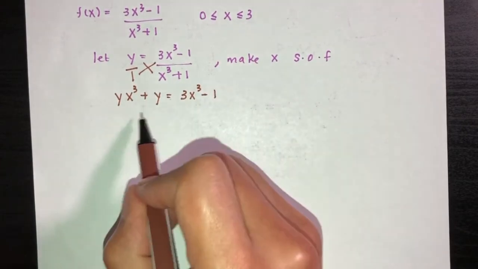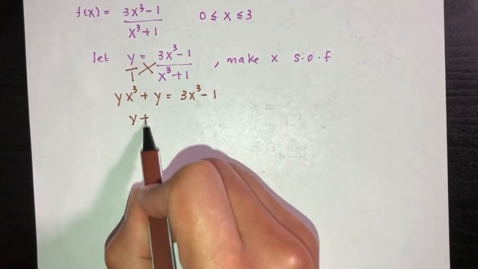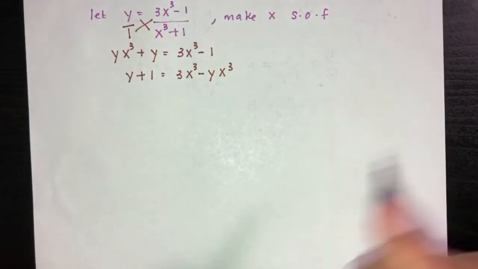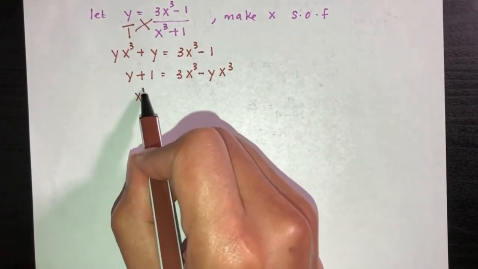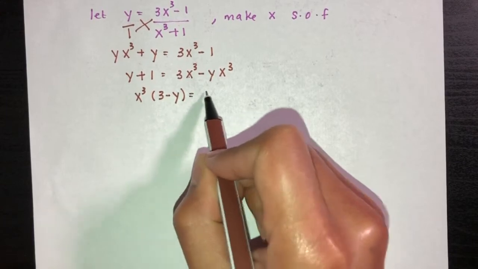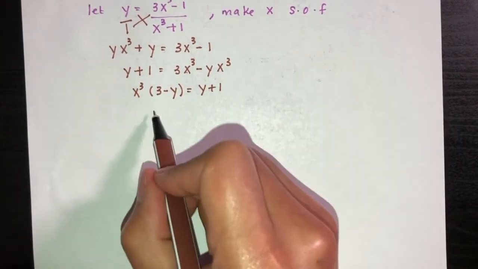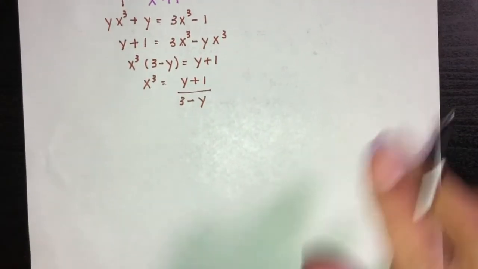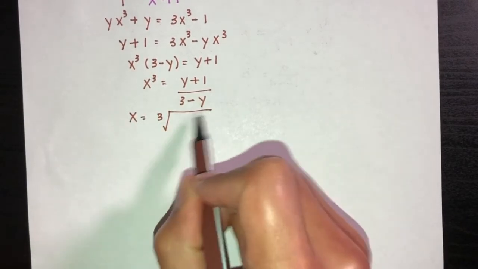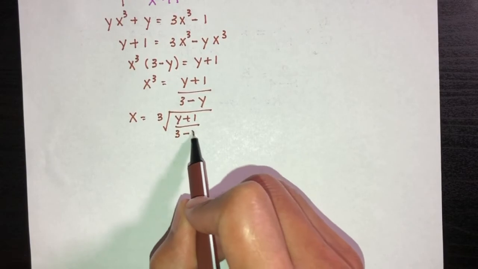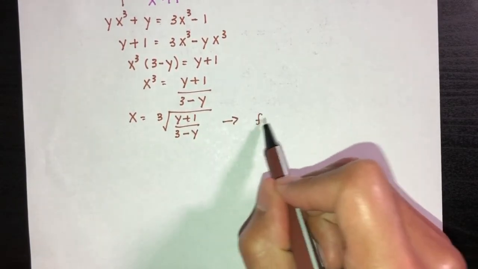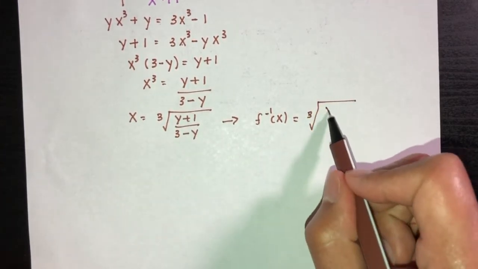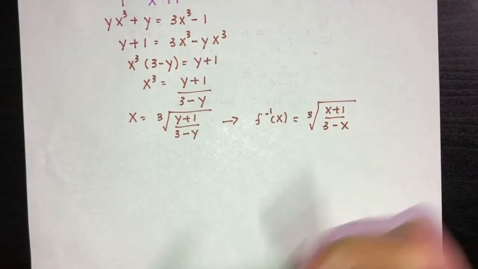So let's send this over here, and send this one over here. You will have y plus 1 is equal to 3x cubed minus yx cubed. Next step is to factorize the x cubed outside. You will have x cubed times 3 minus y equal to y plus 1. So x cubed is equal to y plus 1 divided by 3 minus y. So x will be the cube root of y plus 1 over 3 minus y. From this we have f inverse, but it is in terms of x, so we replace y by x. That will be the cube root of x plus 1 over 3 minus x.